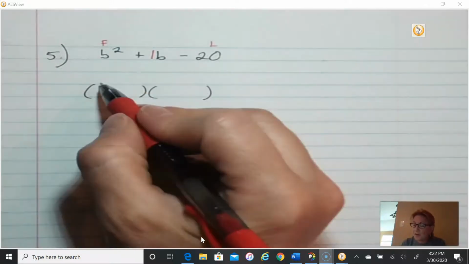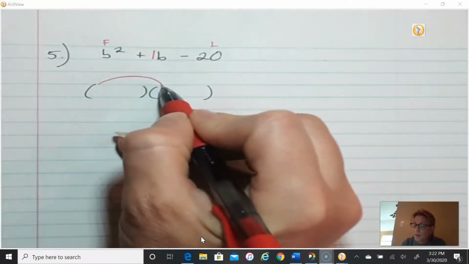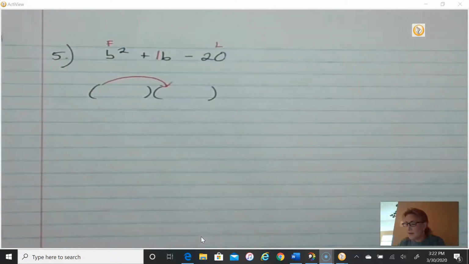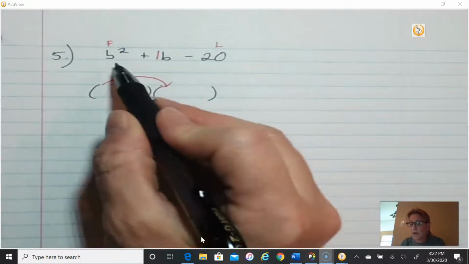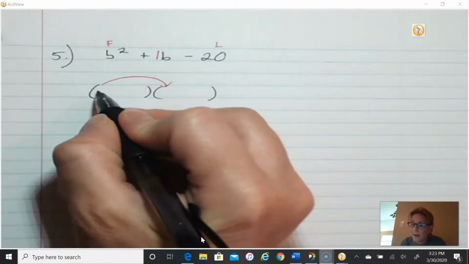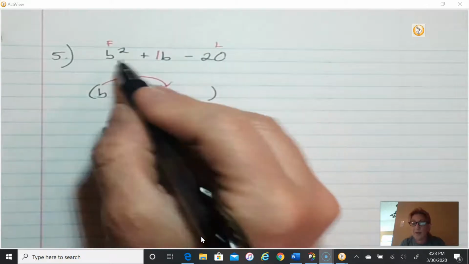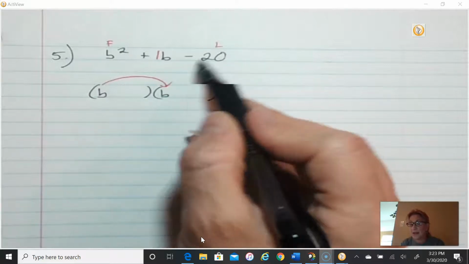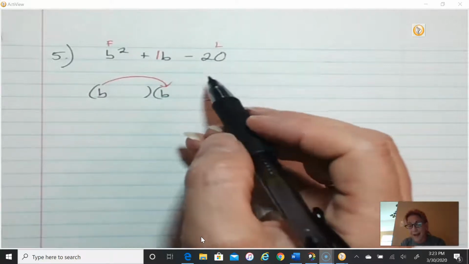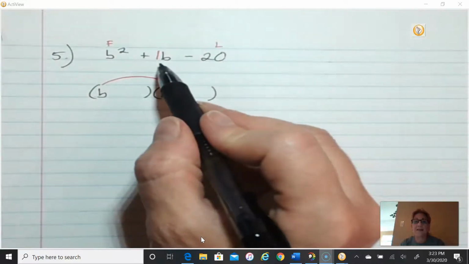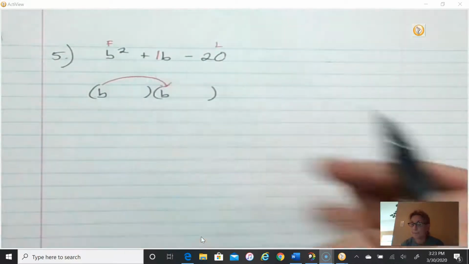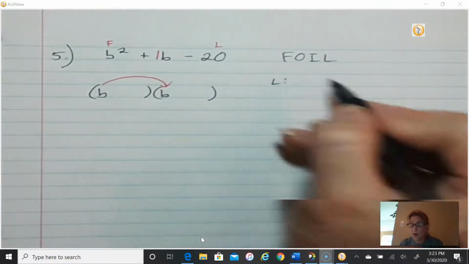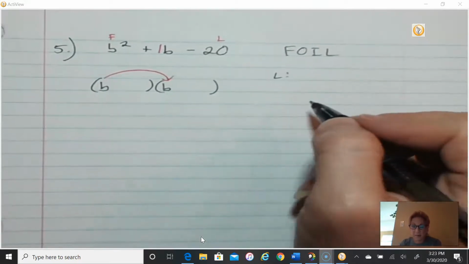So the first thing we're doing is this. What this number or letter times that one. So what times what gives me b squared? B times b gives me b squared. Now we got to figure out what times what gives me -20, but when added gives me a +1. Okay? All right, so over here, don't forget FOIL. Over here we're going to do that. We're working on the last term there.